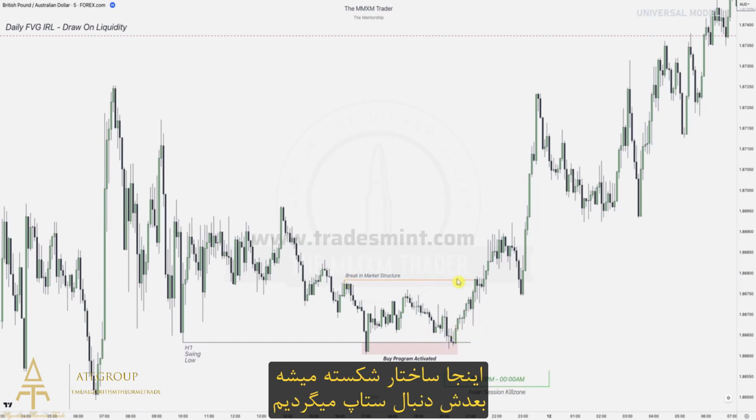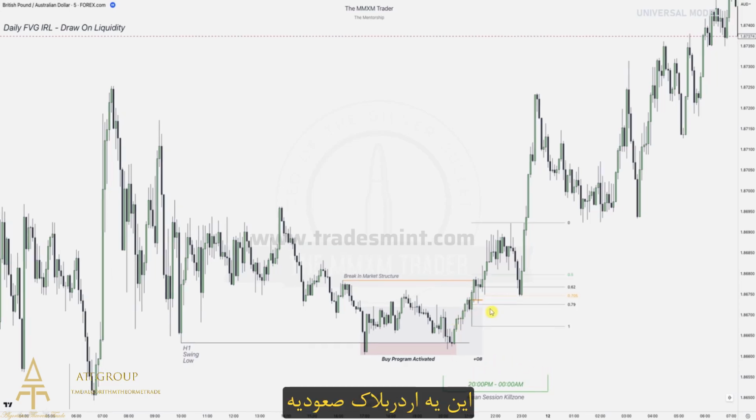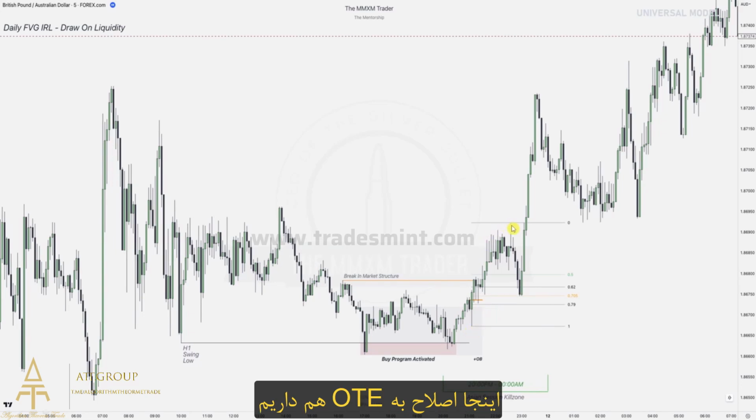We break structure and then we look for our setups. So, bullish order block in our kill zone, important, right? We need to stay in our kill zone. Over here, bullish order block. We've got an OTE retracement too.